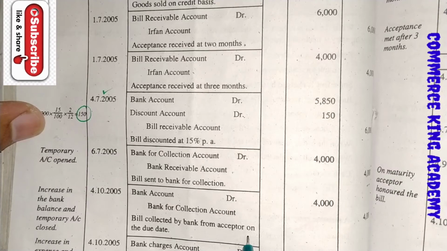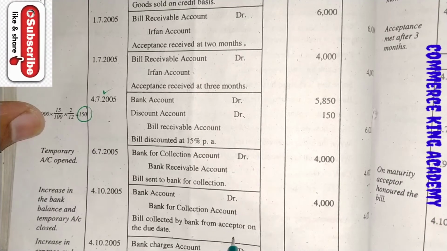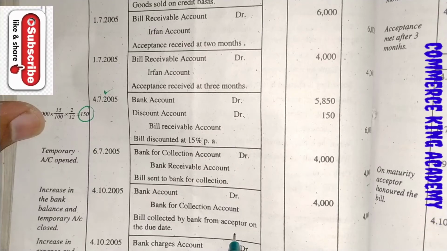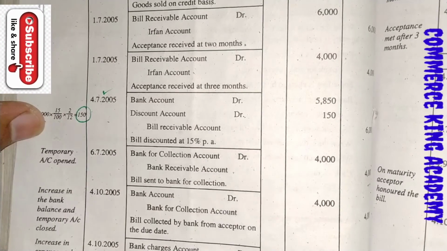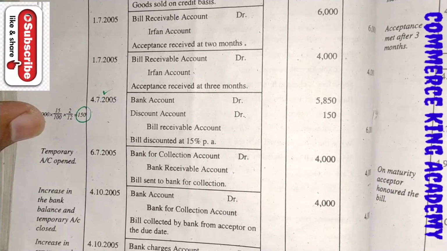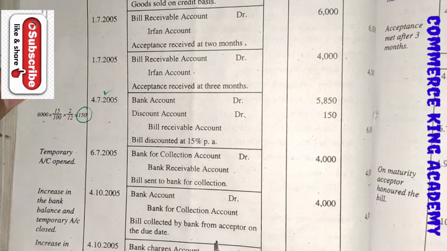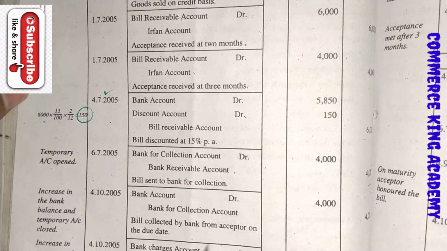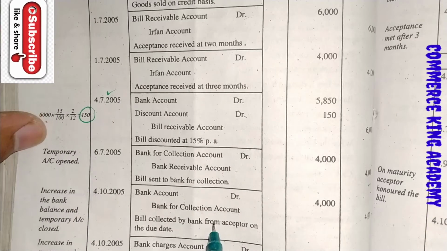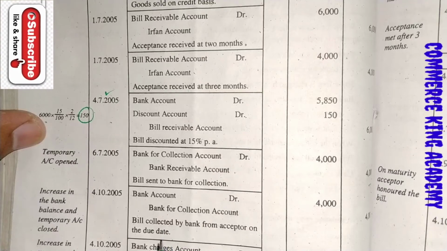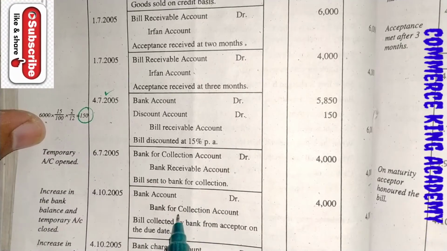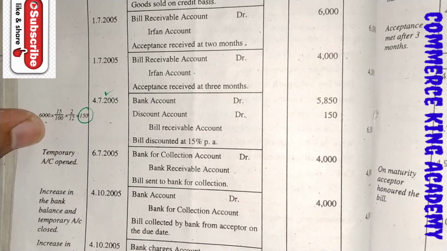which was Mr. Irfan, who is the purchaser of the goods, on the due date. Okay, in simple words, on the due date, Mr. Irfan makes a payment of this bill to the bank, and by this effect, Mr. Imran, on the intimation of the bank, makes these journal entries in his account.